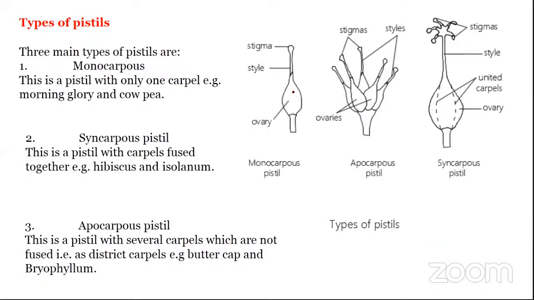So you should be able to draw these ones, the monocarpous pistil, apocarpous pistil, and the syncarpous pistil, and be able to label them very well. So mono, it will just be one, like for example in morning glory. Apocarpous, we shall see the one for bryophyllum and the buttercup. I'll show you the pictures. And then the syncarpous, the one in hibiscus, if you have ever seen the hibiscus flower.